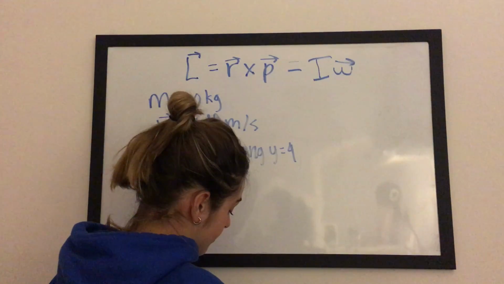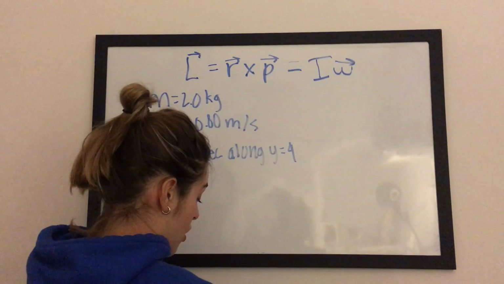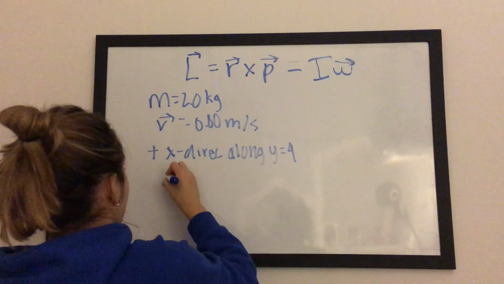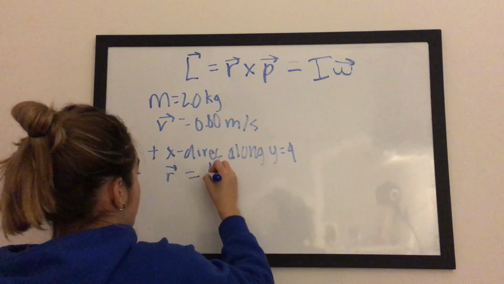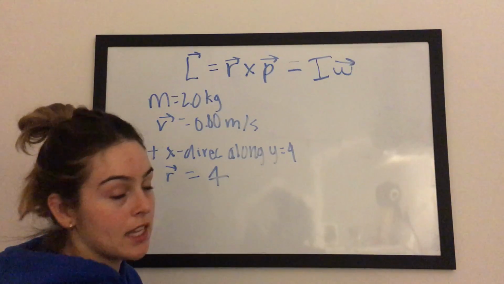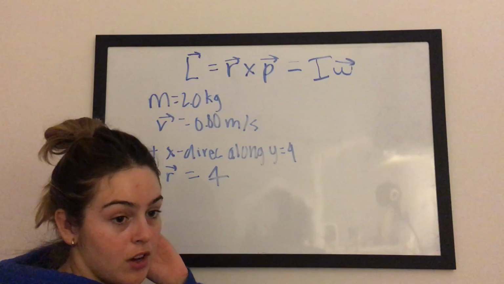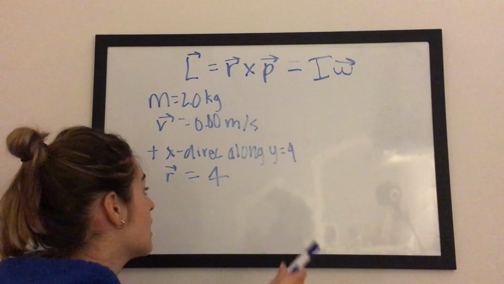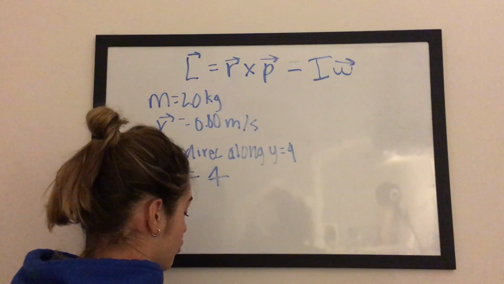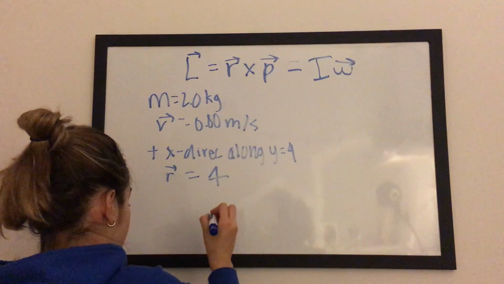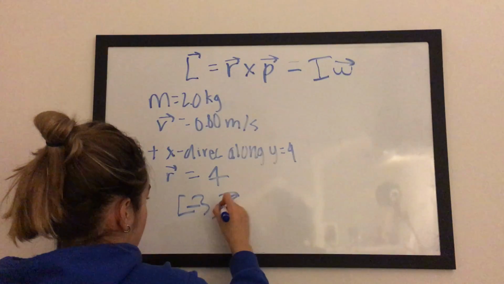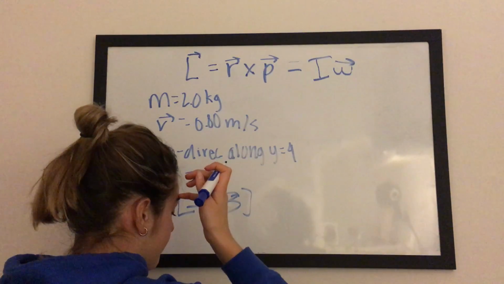So from this we can deduce that r is going to be equal to 4, because this is essentially telling us that the radius from the center of the object, that is the particle that is rotating, is 4. And we also know that the particle travels from x equals negative 3 to x equals positive 3.